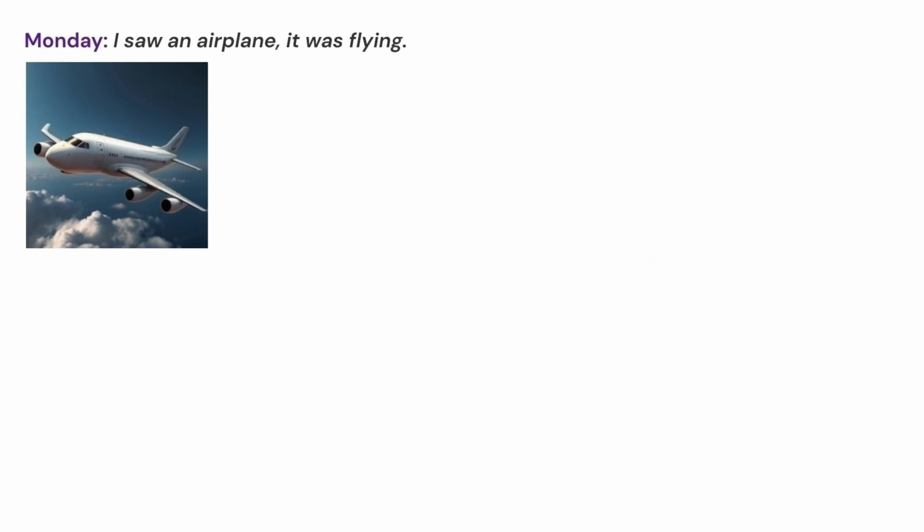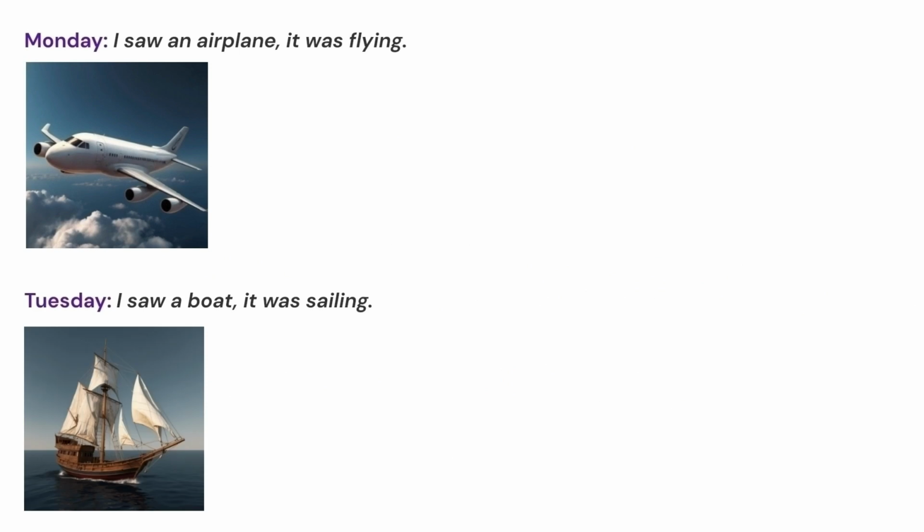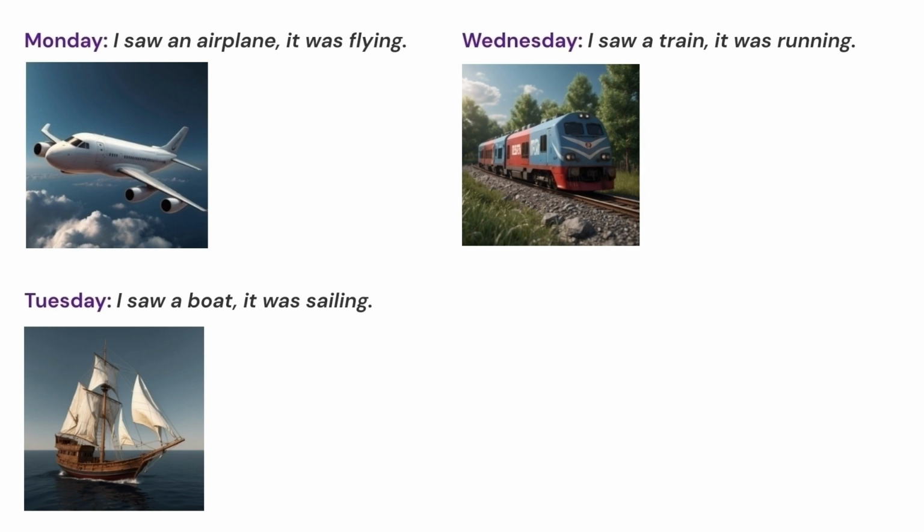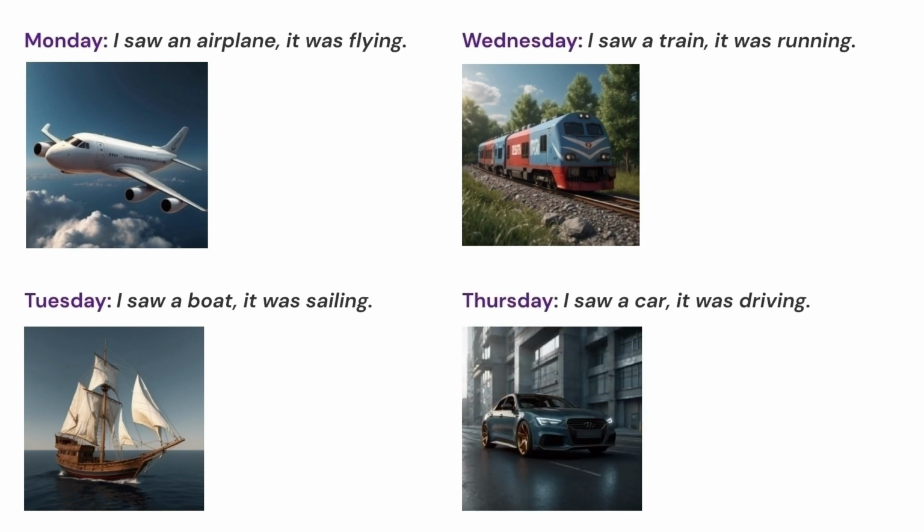Let's understand this with an example. On Monday, I saw an aeroplane. It was flying. On Tuesday, I saw a boat. It was sailing. On Wednesday, I saw a train. It was running. On Thursday, I saw a car. It was driving. Now suppose someone asks, "What did you see on Monday?"